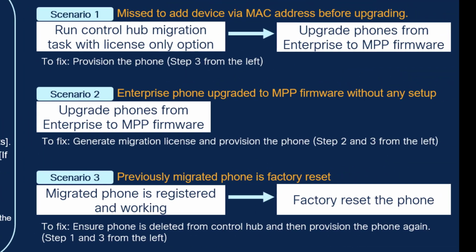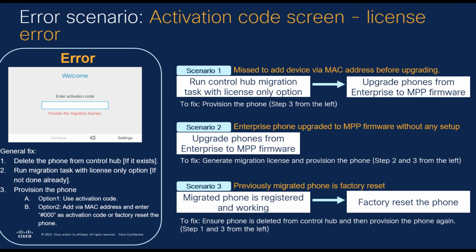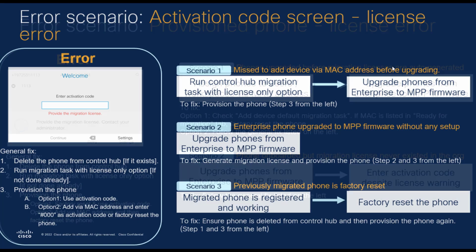And on the right are several scenarios, such as missed to add device via MAC address before upgrading. In that scenario, you can provision the phone using step 3 on the left. We have enterprise phone upgraded to MPP firmware without any setup. For that, you would use generate the migration license and provision the phone, steps 2 and 3 on the left. And the previously migrated phone is factory reset, basically follows steps 1 and 3 from the left.